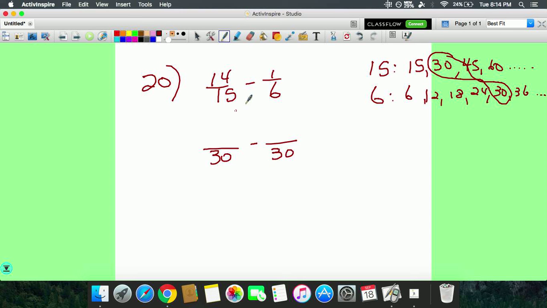So we're going to rewrite these two fractions. Let's take the 15. How does the 15 become a 30? It was times 2, right? So I have to multiply the top times 2, and 14 times 2 is 28. How did the 6 become a 30? Times 5. And then the top times 5, and 1 times 5 is 5. So now we're ready. 30 stays. 28 minus 5 is 23.